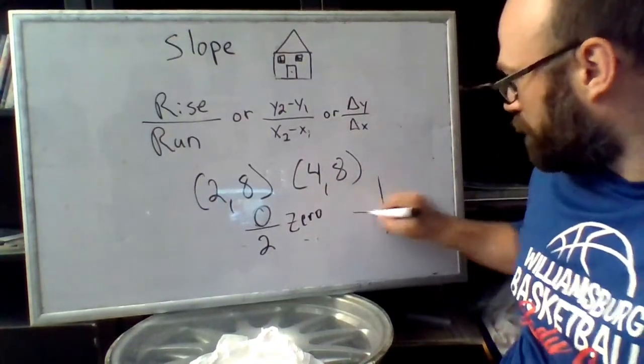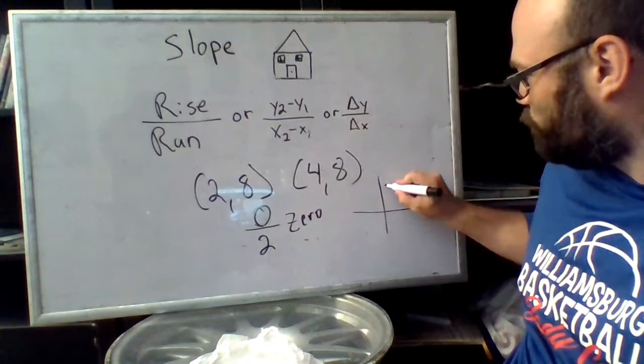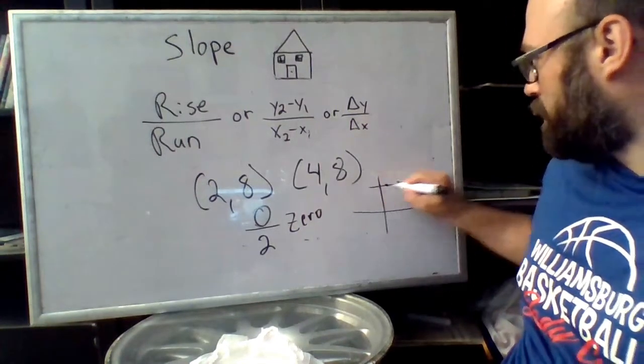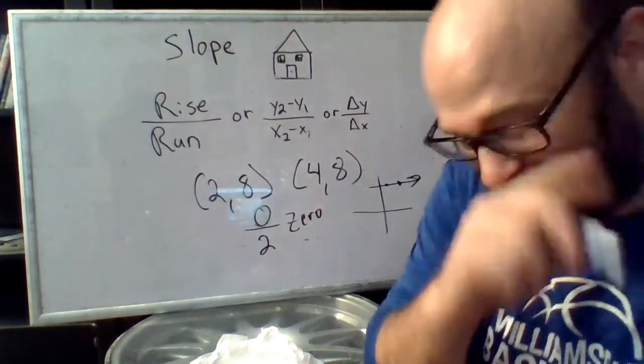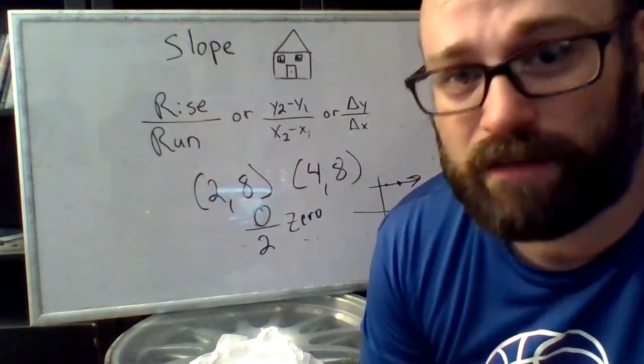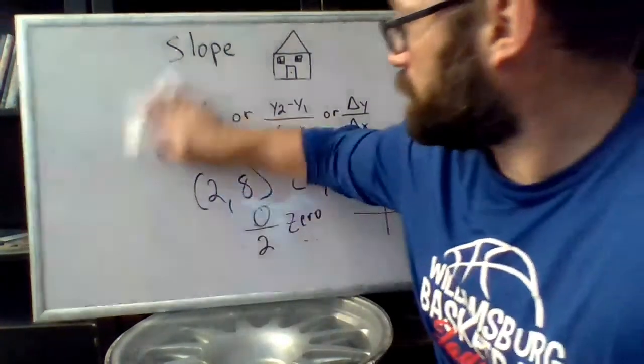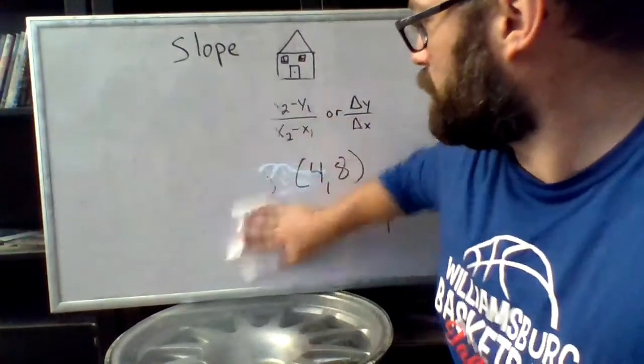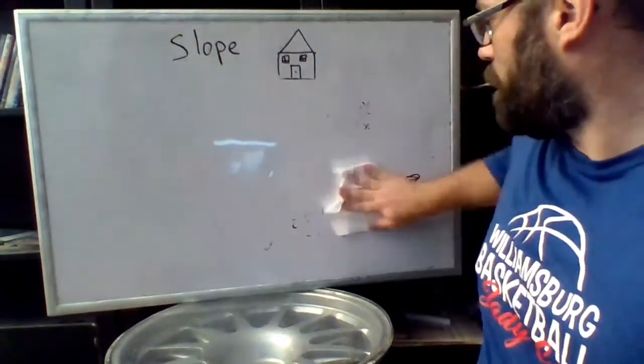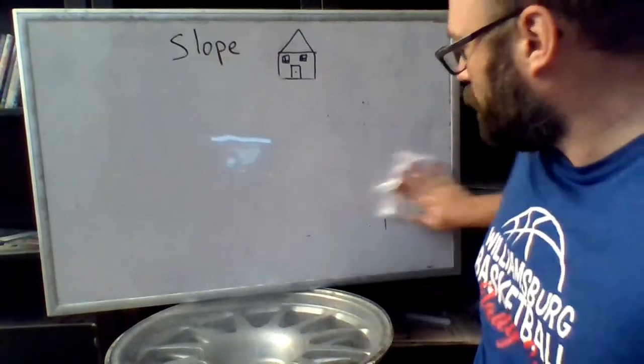So if I look at it on the graph, I have (2, 8) and I have (4, 8). It's a horizontal graph. Okay. So that would be a horizontal graph. It has zero slope whatsoever. Now, I want to talk about trying to find out what our x and y's are and finding out what the y-intercept is.